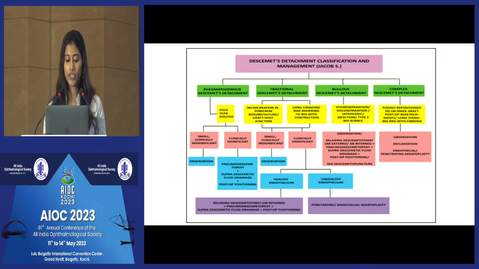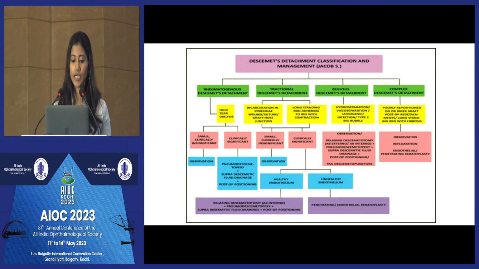Going to the tractional detachment, it is because of any incarceration of the DM into any sutured corneal wound, which causes a traction pulling the DM. Again, if it is small, we can observe the patient. However, if it is clinically or visually significant, we can go in for a surgical management. Any long-standing rhegmatogenous detachments can also lead to a tractional detachment because of the traction.